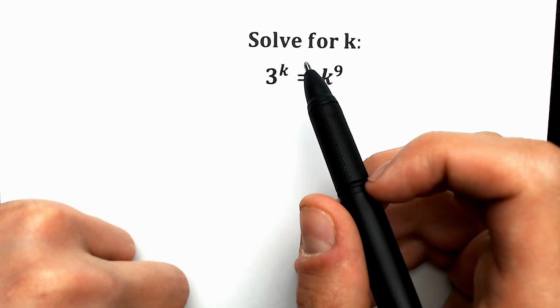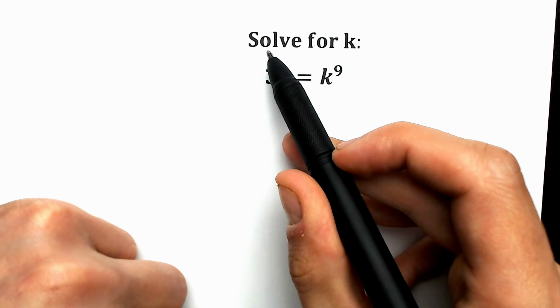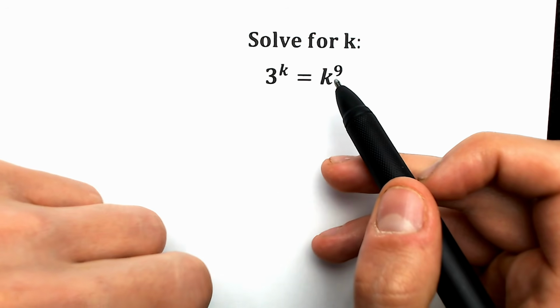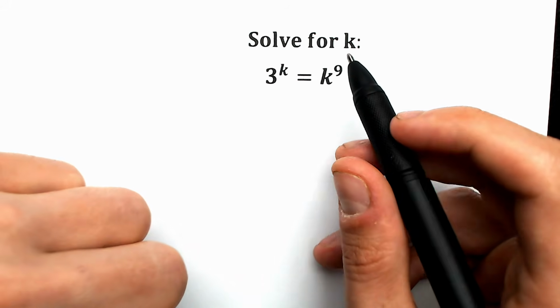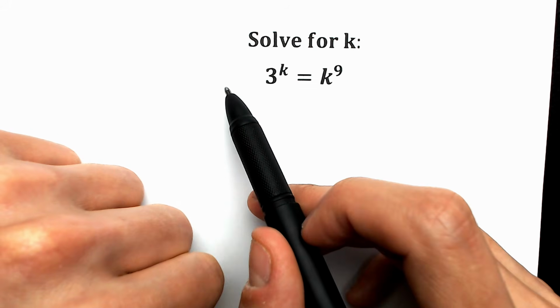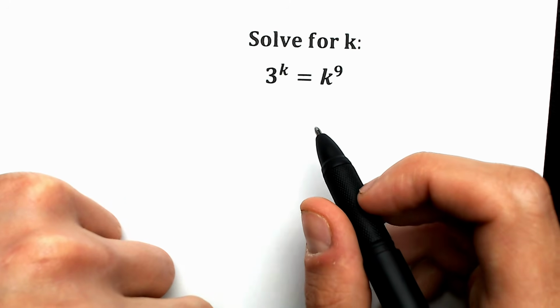Today we have a really interesting equation: 3 to the power k equals k to the power 9. We need to solve this equation for k. If you have your solution, your answer, or your assumption, you can also write it in the comments below and then we will check it. Write your notes, your assumption, your solution, and we will check it. It will be really interesting to check our answers at the end of the video.